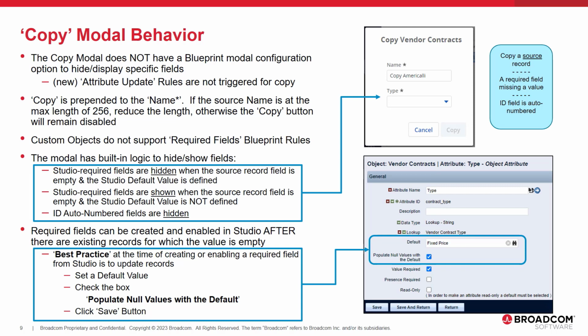And what we recommend as best practice, what you see below, is to set a default value at the time that you're creating the new attribute so that you can then check the box to populate null values with this default value, and you'll get the copy modal without requiring somebody to set that value.